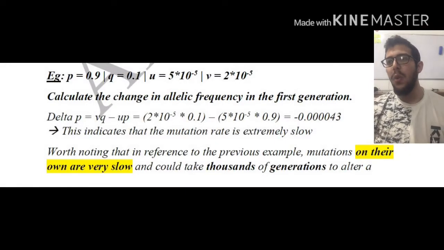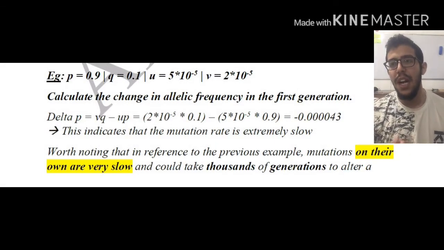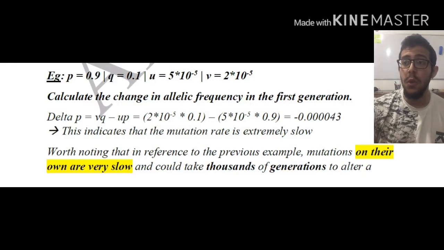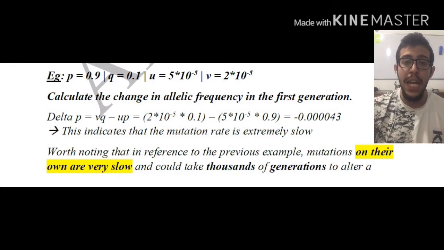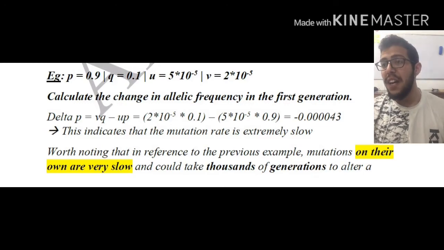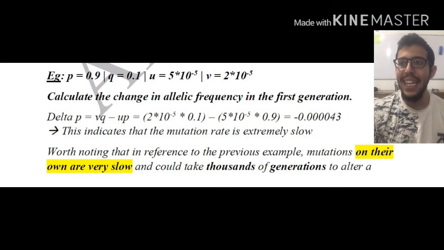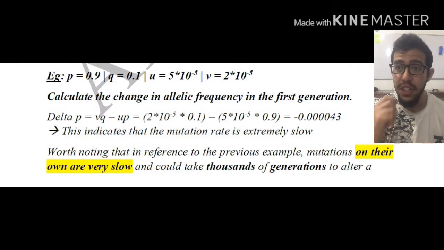In this example, we're going to be looking at the frequency of a certain allele. We're going to refer to P as 0.9 and the frequency of q as 0.1. The forward mutation rate is going to be 5 multiplied by 10 to the power minus 5, and the reverse mutation rate is going to be 2 multiplied by 10 to the power minus 5. The question is as follows: calculate the change in the allelic frequencies in the first generation.